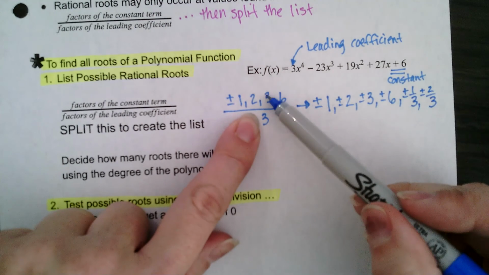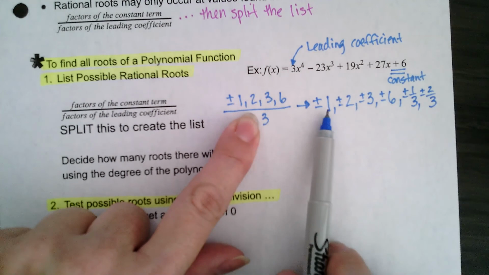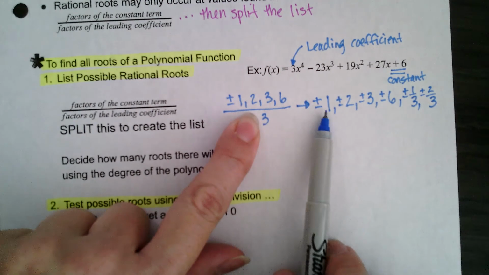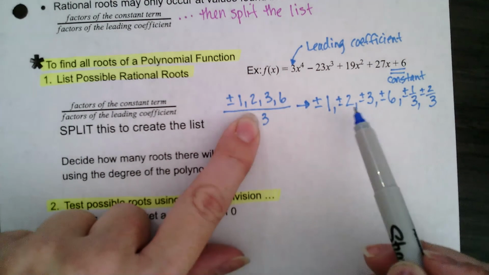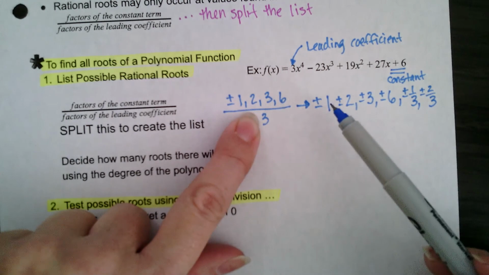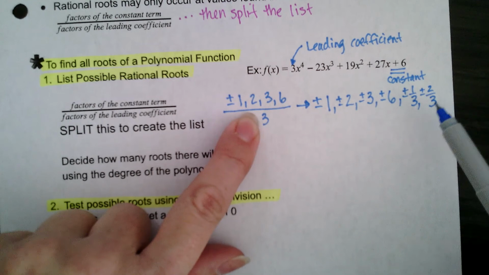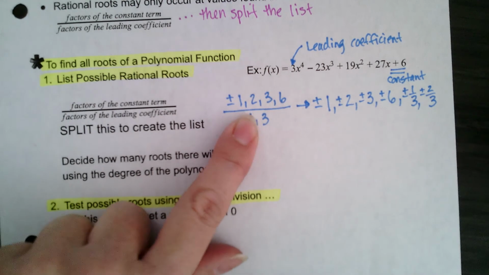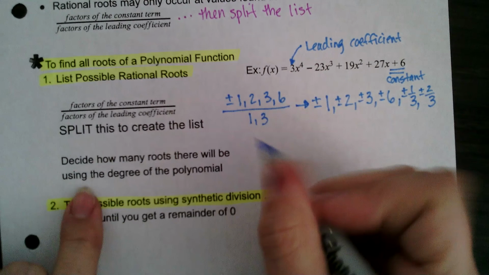Now, when I get to doing 3 over 3, that would simplify to 1, and I already have 1 on my list, so I don't write that again. And then 6 over 3 would be 2, and I already have 2 on my list, so I don't need to write that. So altogether, I have 2, 4, 6, 8, 10, 12. There's 12 possible rational roots. So the most number that I would have to check would be 12. If you're really unlucky, you might have to check through 12 of those, but hopefully that won't happen to you.